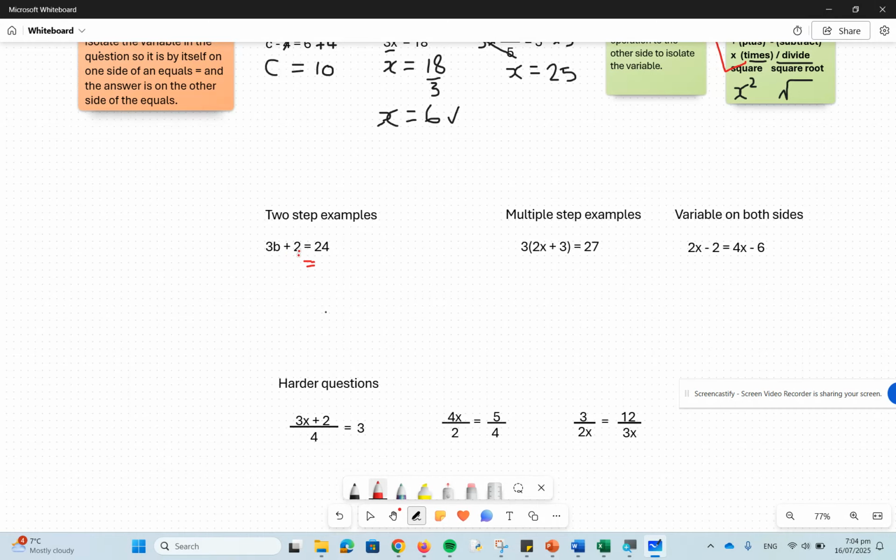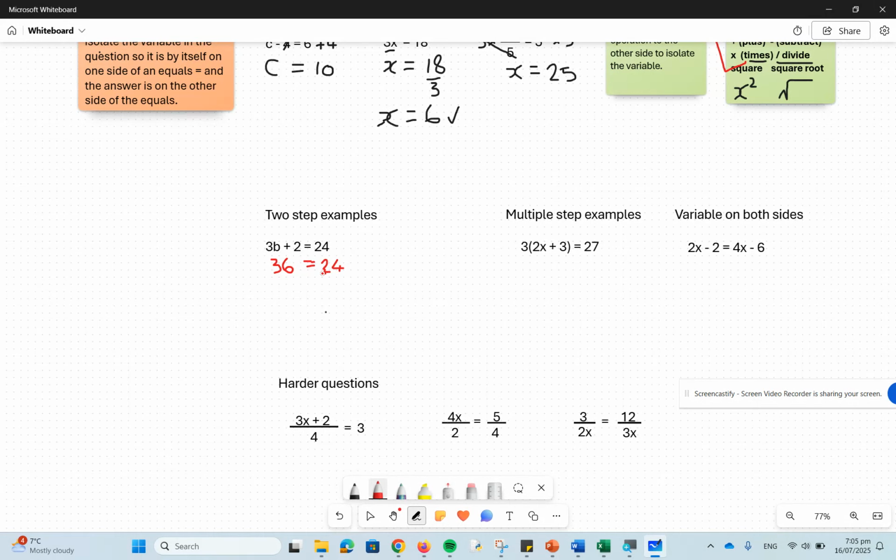I'm going to do the opposite of the order of operations. Normally in the order of operations you do times first and then you do plus last. I'm going to do the opposite. I'm going to do the plus or minus first and then the times or divide second. So I've got 3b plus 2. I'm going to leave the 3b there, and I'm going to go minus 2, the opposite, to the other side.